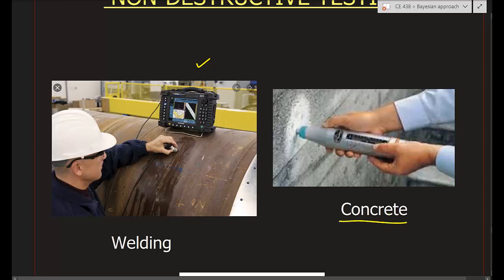Another example is concrete. If you see concrete, it also has many cracks that propagate either on the surface or inside the beams or inside the columns. So those cracks need to be detected, and before the time, those cracks should be maintained or repaired. Otherwise, it will lead to a catastrophic failure of the beam itself.